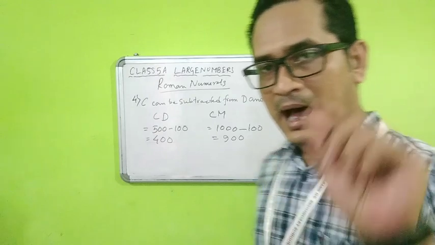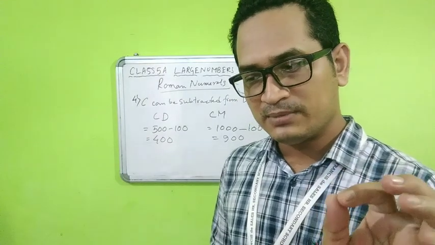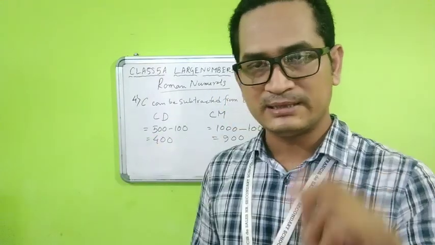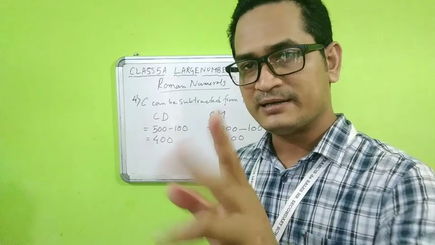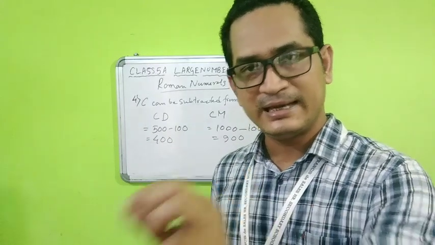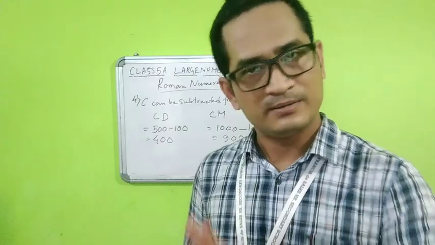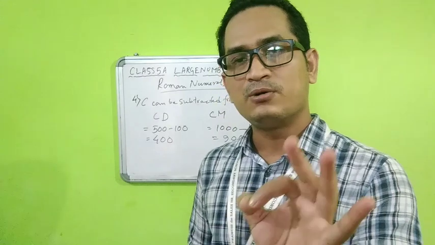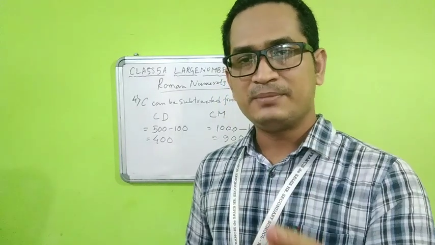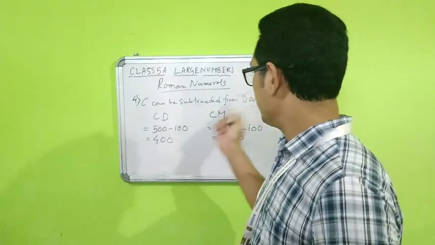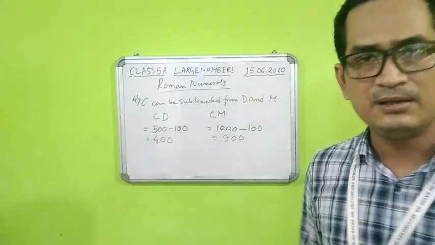They say I can be subtracted only from the next two greater values. What are the next two greater values? That is V and X. So I can be subtracted only from V and X. Done. X can be subtracted only from L and C. And finally, C can be subtracted only from D and M. So that is the fourth rule.